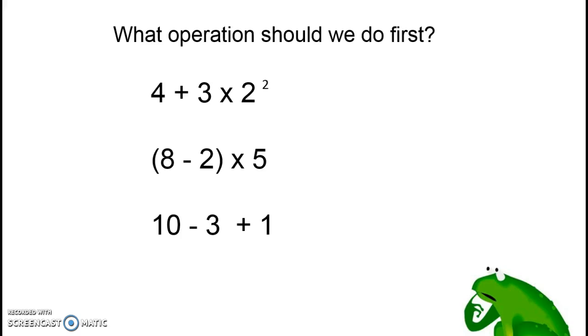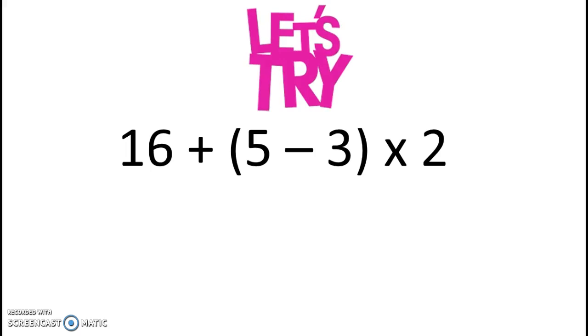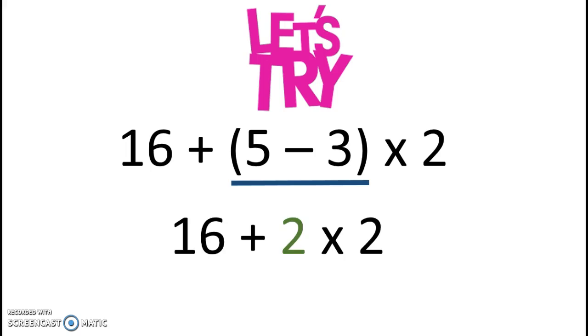Okay, get out a sheet of paper. We're going to do a problem together. Okay, 16 plus parentheses 5 minus 3 times 2. So let's say the acronym. Please excuse my dear Aunt Sally. Please, parentheses. I do have parentheses in this problem. So I'm going to rewrite the entire problem, but instead of writing 5 minus 3, I'm going to substitute in a 2, because 5 minus 3 is 2. So 16 plus 2 times 2. Notice everything else came straight down. Everything is in line still.